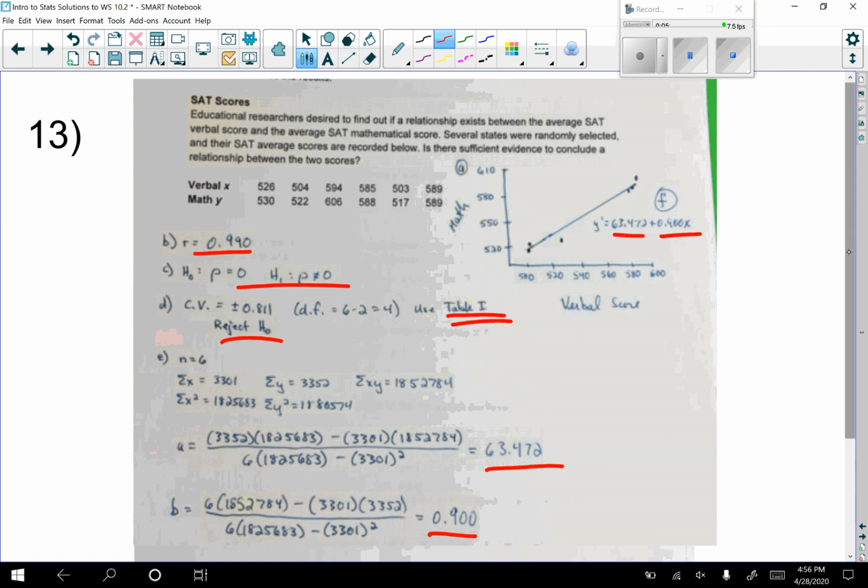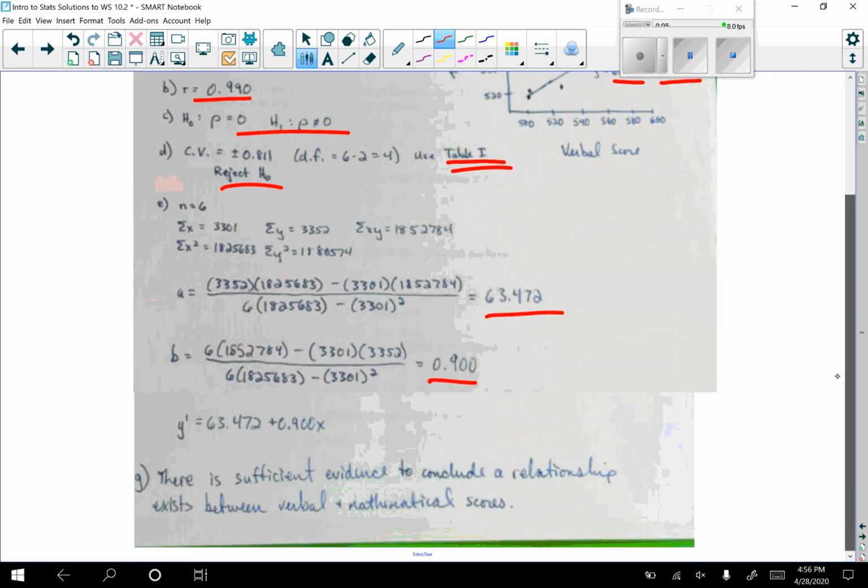All right, and then G is to summarize this. So again, pointing out our equation here. This is telling us if we reject the null hypothesis, we have enough evidence to conclude that there's a relationship that exists between verbal and math scores on the SAT.